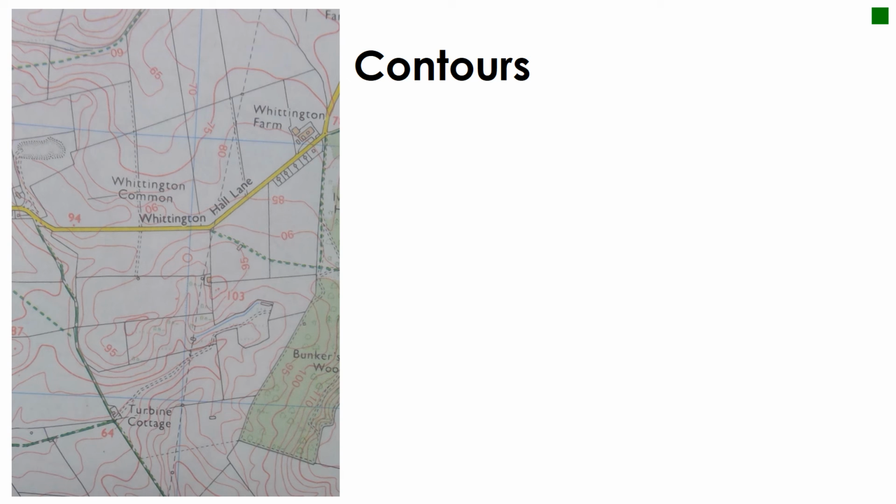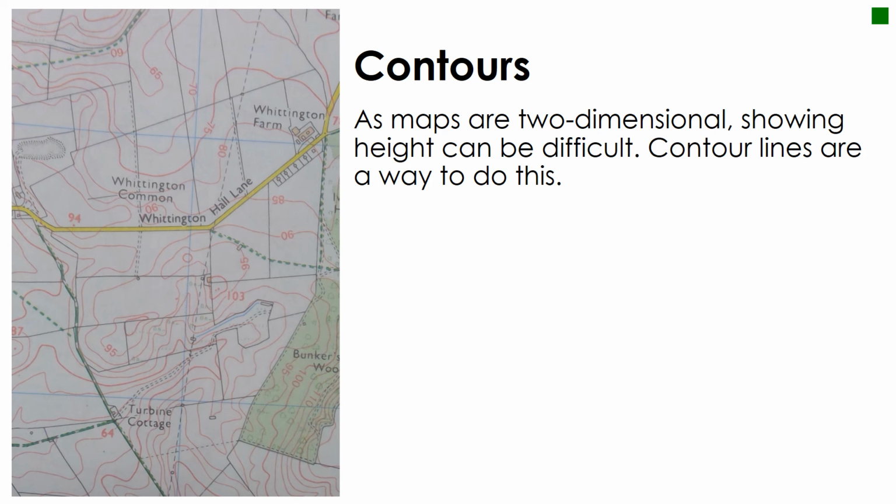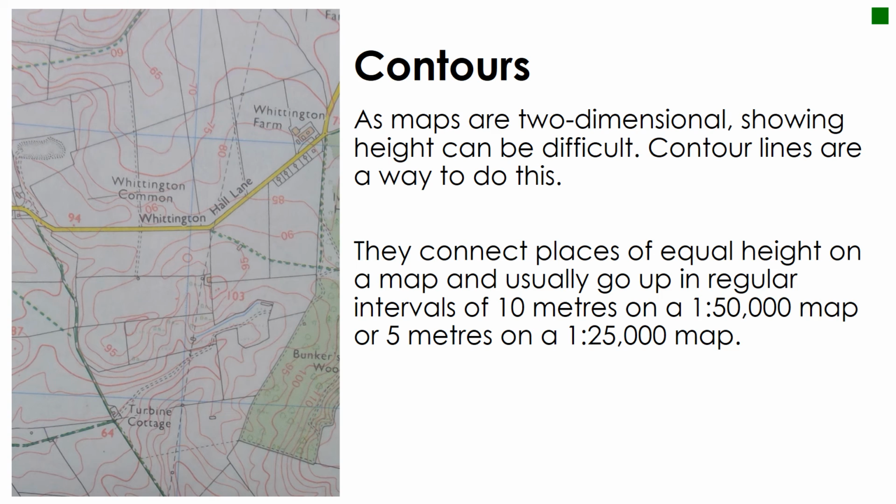And thirdly, contours. As maps are two-dimensional, showing height can be difficult. Contour lines are a way to do this. They connect places of equal height by the brown-orange lines that appear on an OS map, and they usually go up in regular intervals of 10 meters on a 1 to 50,000 map, or 5 meters on a 1 to 25,000 scale map.